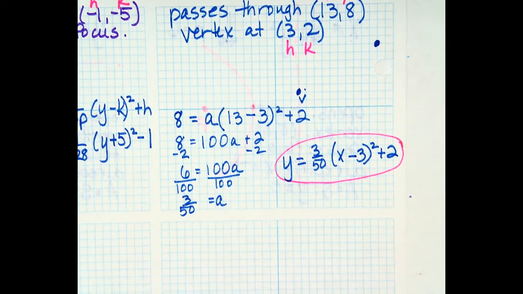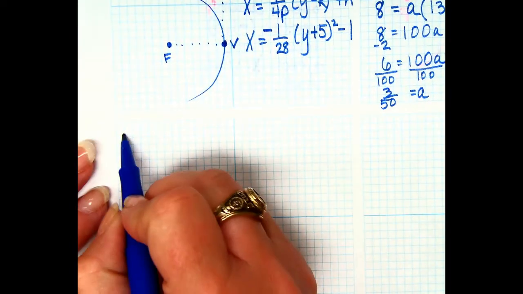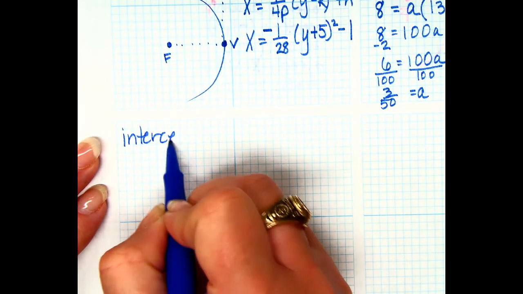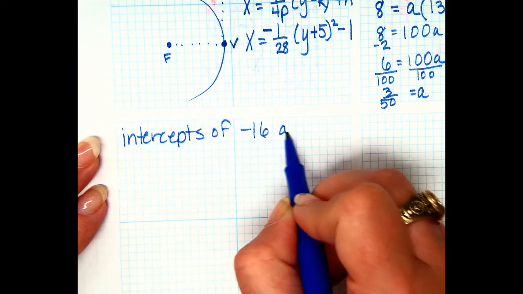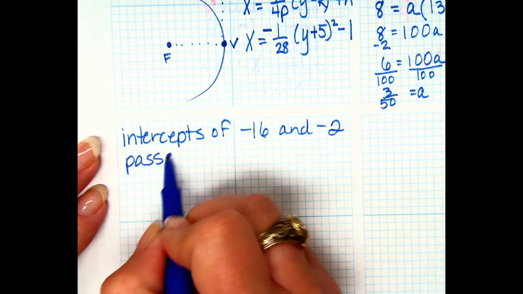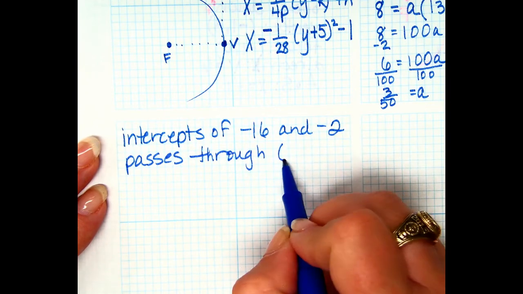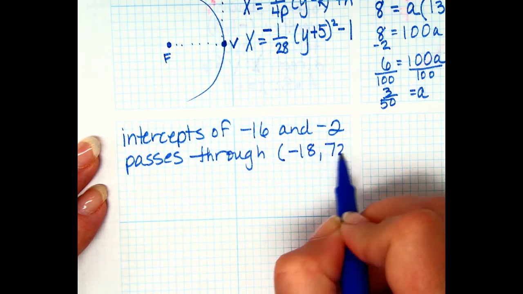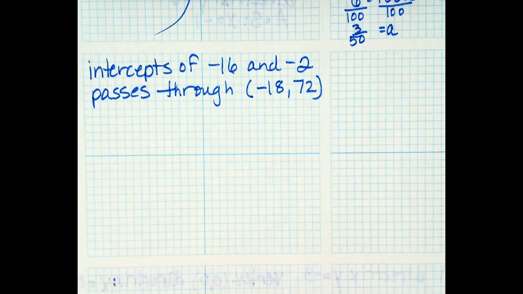Yes? One more? Okay. Intercepts of negative 16 and negative 2, passes through the point negative 18 and 72.